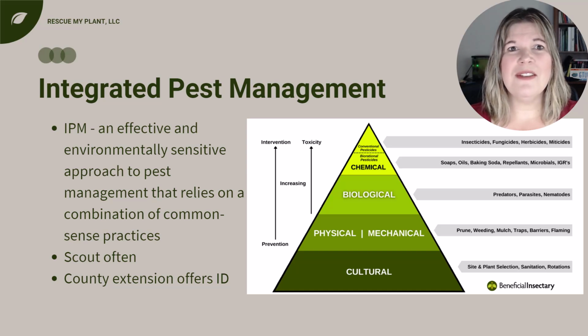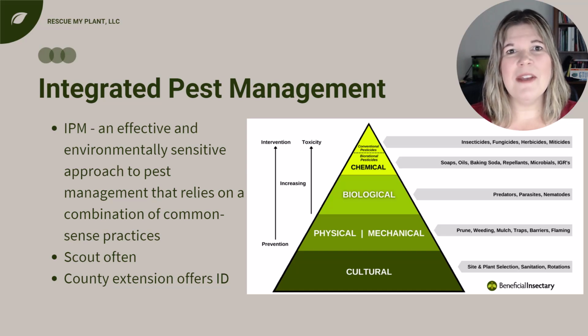Biological control is the use of predators or parasites to manage pests, such as releasing ladybugs to control aphids. Lastly, chemical control uses pesticides such as insecticides and fungicides to manage pests. Some pesticides are more toxic to people and the environment, while others have low toxicity and are more environmentally safe. I will cover some of those in this presentation.